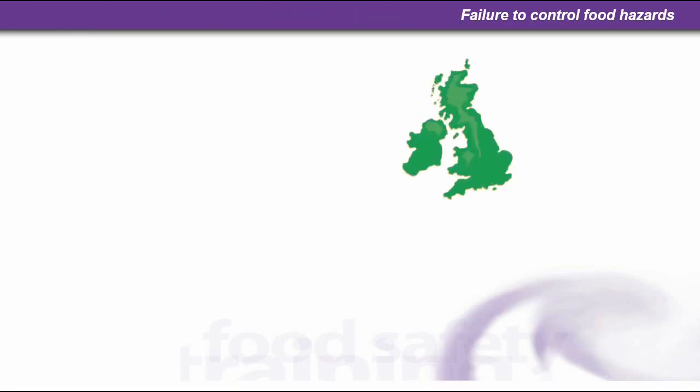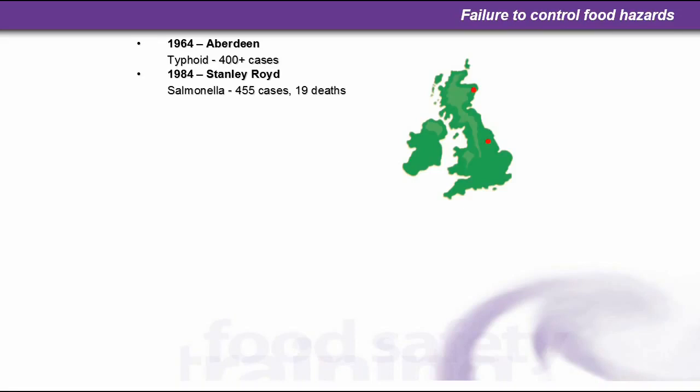So failure to control food hazards. Let's have a look at what has happened in the past. In 1964 in Aberdeen there were 400 plus cases of typhoid, the foodborne disease. 1984 in the Stanley Royd Hospital there were 455 cases of salmonella food poisoning, 19 deaths. In 1989 in Birmingham, Clostridium botulinum, there were 27 cases and 1 death.